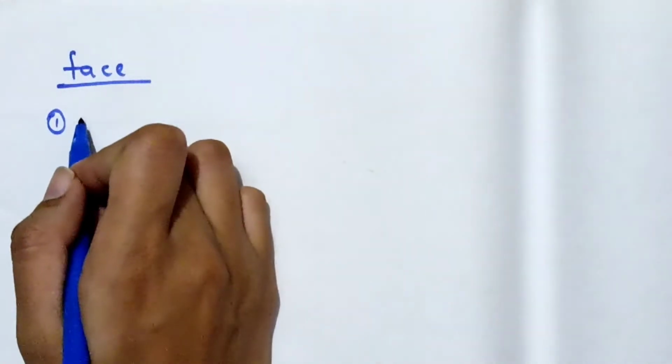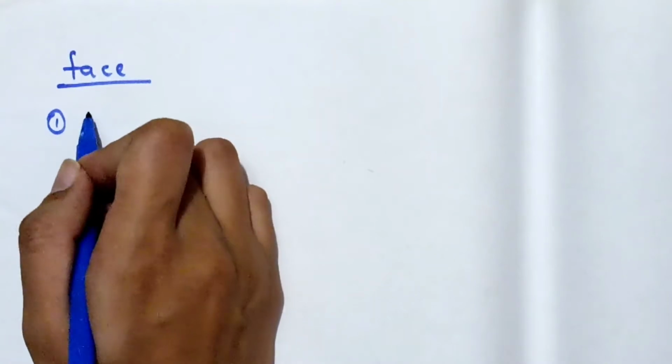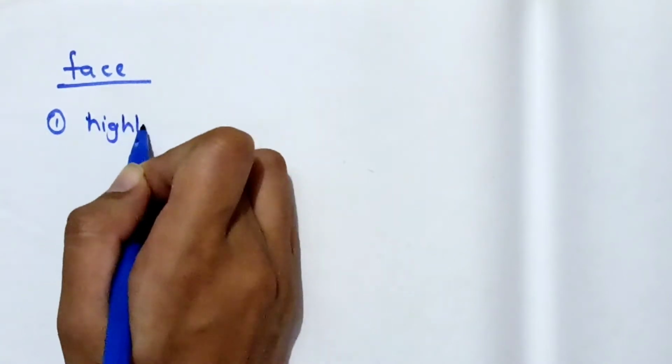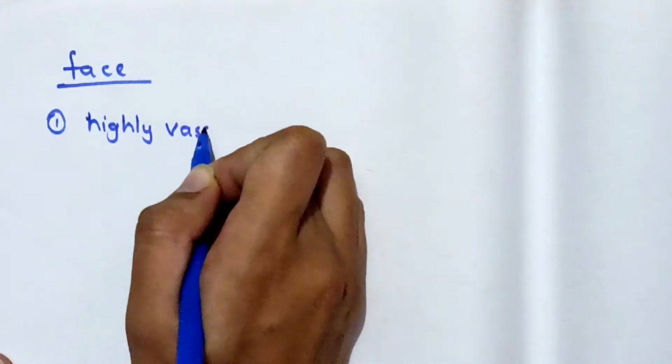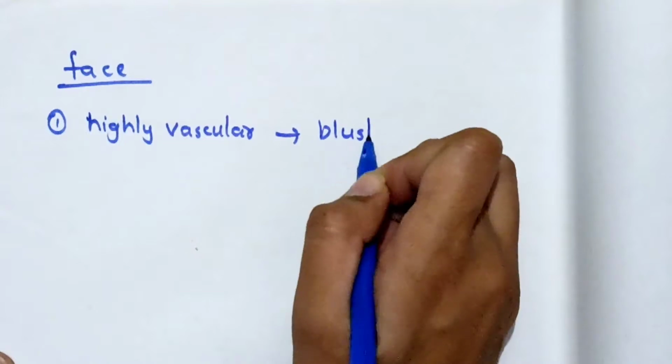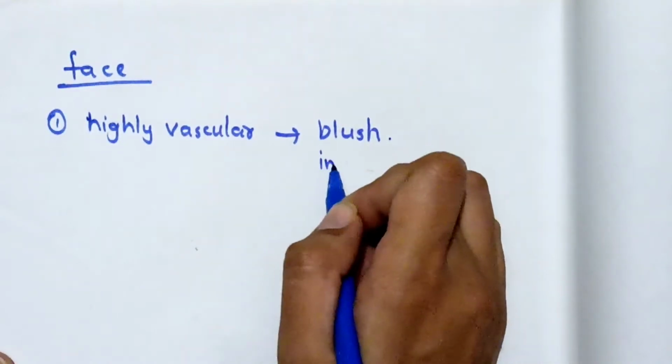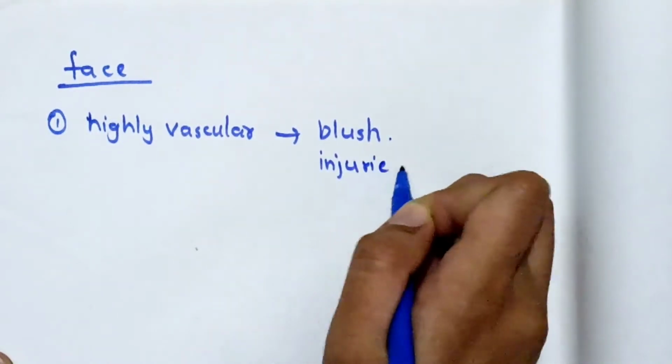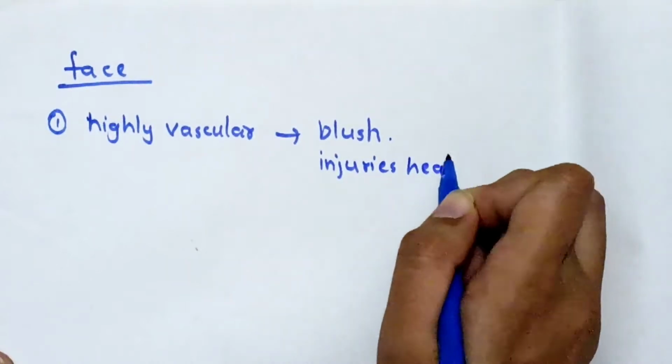First of all, let us talk about some characteristics of the face. The first point is that it has a good blood supply. It is highly vascular, which makes it blush, and injuries heal quickly.